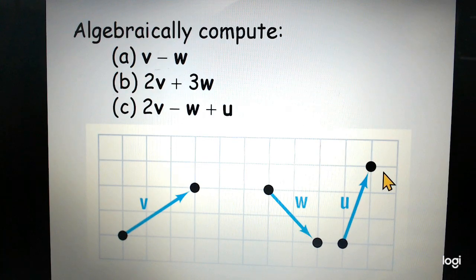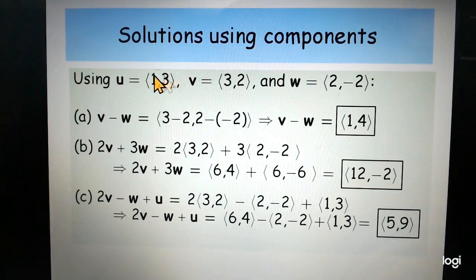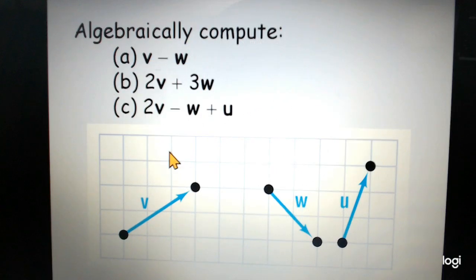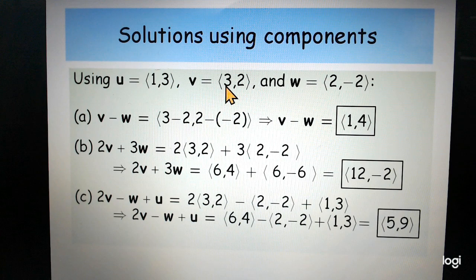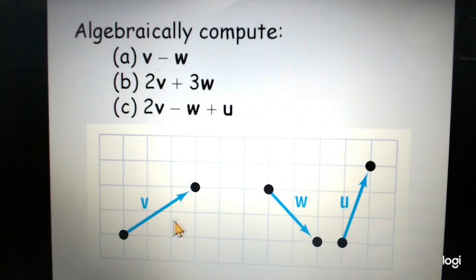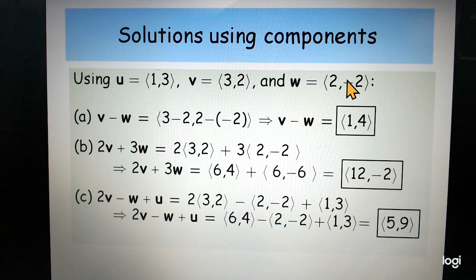Okay, now we're going to do the same thing algebraically. And this time we want to realize that U is 1 comma 3 written as a position vector. So U is 1, 3, V is 3, 2, and W is 2, negative 2, as we've shown. And again, notice the use of the angle brackets to indicate we're talking about vectors, in fact, position vectors. And now it's just a computational thing. V minus W, you can see it's component by component, 3 minus 2, and 2 minus a negative 2, and you can see our result.